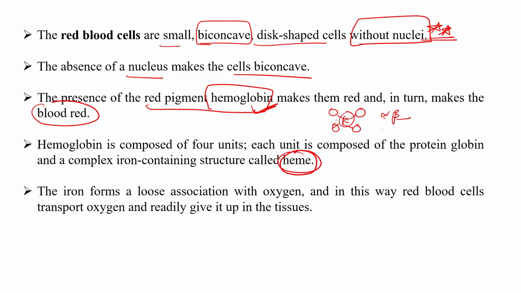The iron forms a loose association with oxygen. So what is the function of hemoglobin? One of the functions is to transport oxygen. How does it transport oxygen? The iron present in the heme unit of the hemoglobin forms a loose association with oxygen, and in this way red blood cells transport oxygen and readily give it up to the tissues, because the association is loose and therefore it can easily provide the oxygen to the tissues.